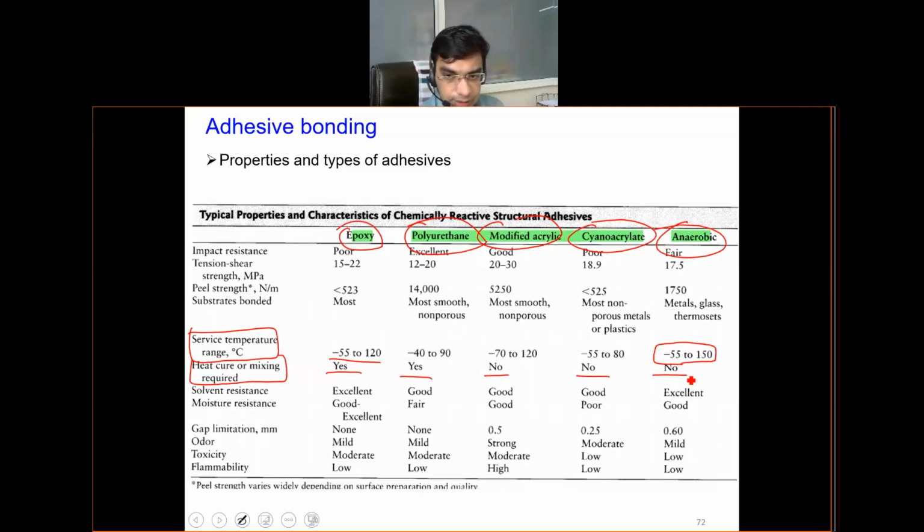Then another important aspect to look at is the gap limitation. Generally, in some cases, there is no gap limitation, meaning it can have a very big area to be bonded. But in some cases, some gap limitation is also there. So this is just the summary of different structural adhesives. The industrial adhesives are also known as structural adhesives because, as the name implies, they give adequate structural strength to the components to be joined.